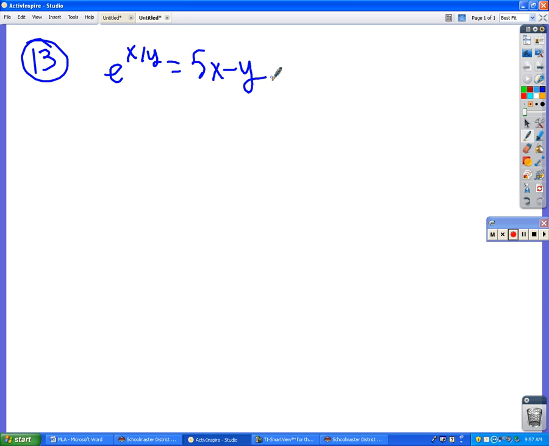All right, so 13 gets us back into implicit differentiation. We haven't done this for a while. That's where you have to do the y prime thing, because the x's and the y's are mixed up together. I'm going to take the derivative of e to the x over y, then I have to solve for y prime. The derivative of e to the x over y is e to the x over y, and then I have to take the derivative of this, and now I have to do the quotient rule.